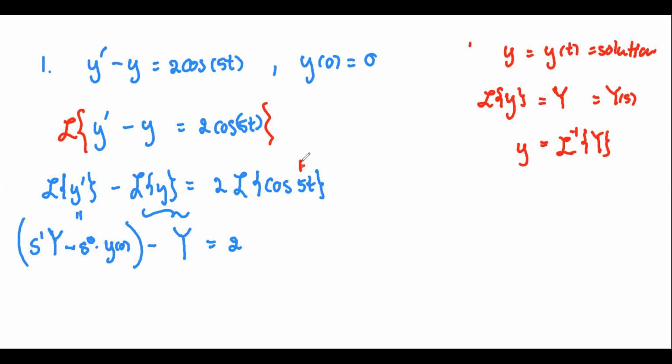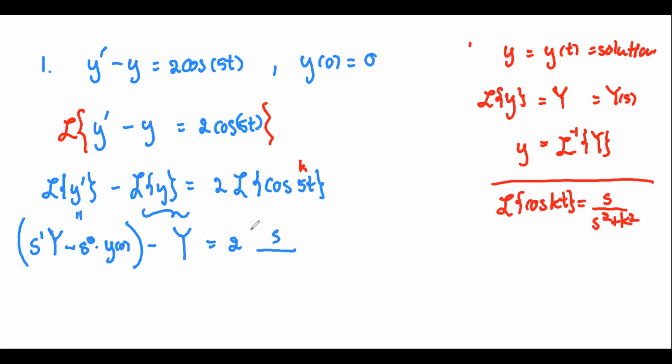This is cosine of kt. And on the notes here, the Laplace of cosine kt has s as a numerator divided by s squared plus k squared. In this case, k is 5. So you're going to transform it to get s on the top divided by s squared plus 5 squared. Okay? This is the first step, where we apply the Laplace transform term by term.